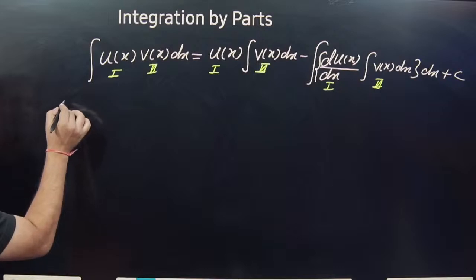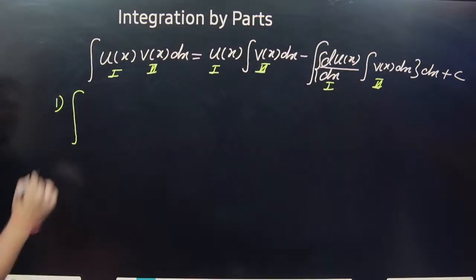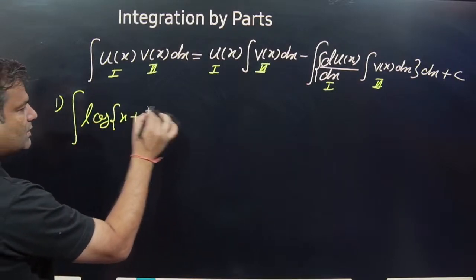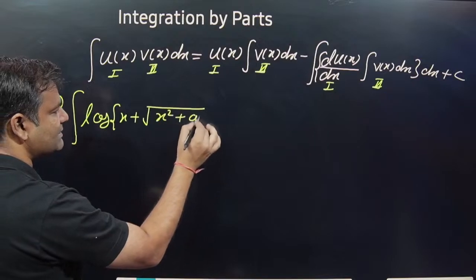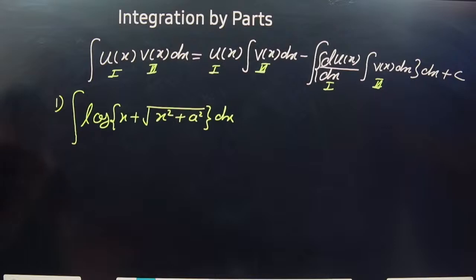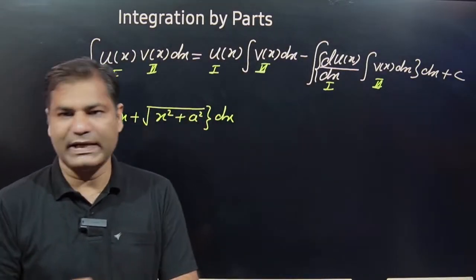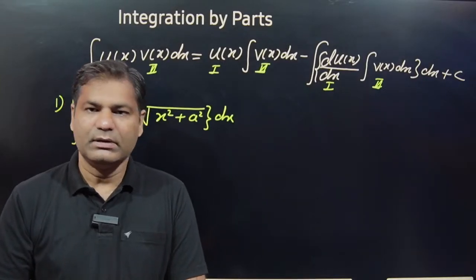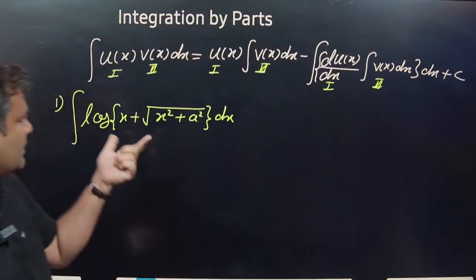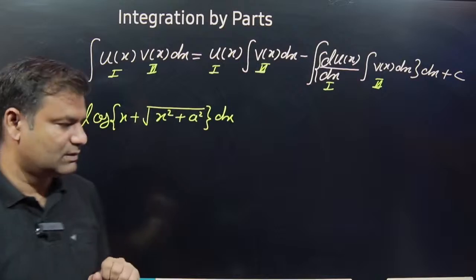Look here, integration of log of x plus under root x square plus a square dx. How can we solve this type of problem? Look here, log of x plus under root x square plus a square, how can we solve it with the help of this method? Simply here it looks like only one function, but this formula is valid for two functions, but here there is one function.